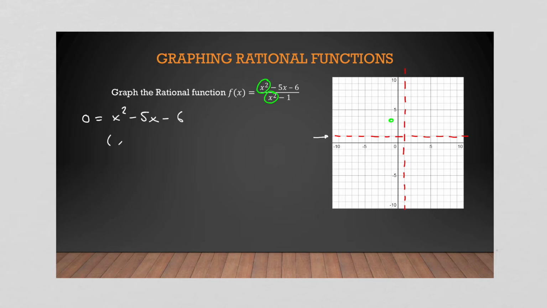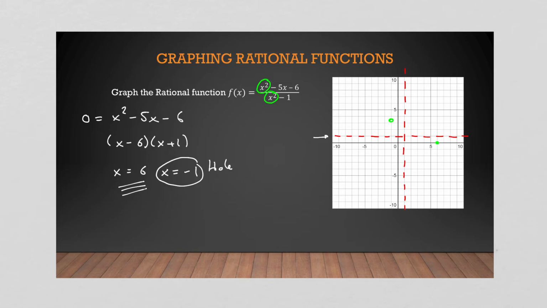Well, that equals 0 at x minus 6 and x plus 1, which means when x equals 6 and when x equals negative 1. Now we know we're going to disregard one of them, right? We're going to disregard this one because this one was a hole in our graph. So that's not an x-intercept, but that one is. So we're going to have an x-intercept at (6, 0), right there.